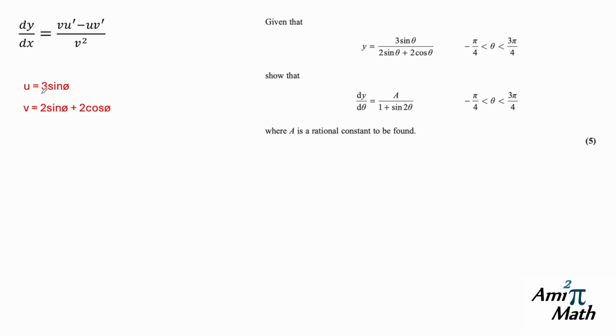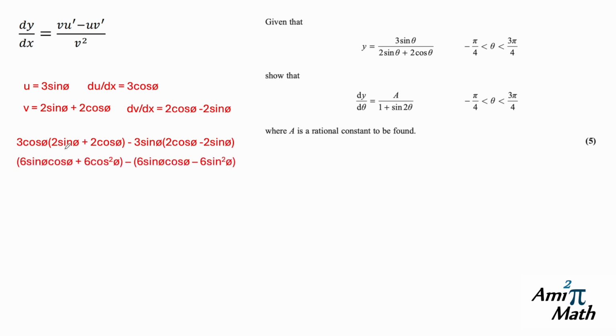When we differentiate u, this will give us 3 cos theta. When we differentiate v, it will give us 2 cos theta minus 2 sine theta, because when cos differentiates into sine, it becomes a minus sine theta. Then all we need to do is put these back into the equation. So we do this v from here multiplied by 3 cos theta, and then minus 3 sine theta from here multiplied by this v differentiated.